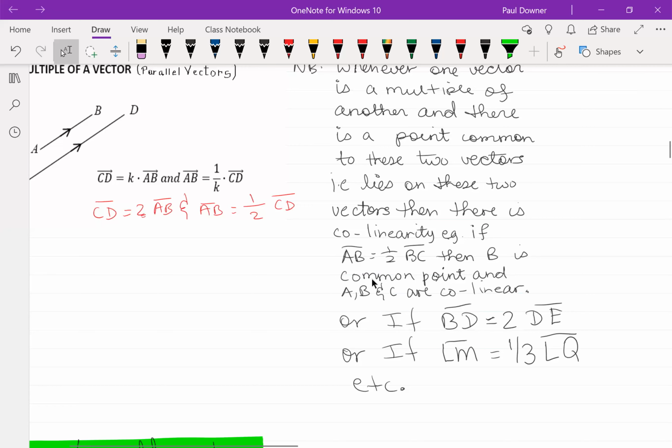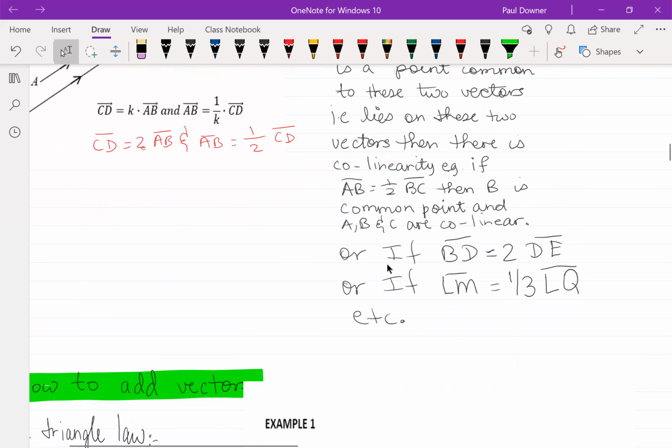Another example of collinearity, just to give you a frame of reference, is if I could show that BD is equal to 2 times DE, you notice that you're seeing D here and here. It's common. Here B was common, right? Here D is common, look. So once I could show that, what it would mean is that B, D, and E are collinear, that is, they lie on the same line.